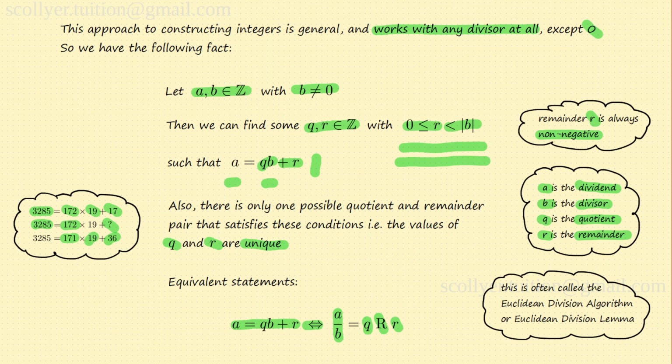Now, this fact is often called the Euclidean Division Algorithm or the Euclidean Division Lemma. And it's perhaps worth saying that Euclidean Division Algorithm isn't a great name for this fact because the fact isn't an algorithm in the classical sense. Also, Euclidean division is sometimes applied to a totally different process, so these names are somewhat ambiguous. However, we're stuck with them for historical reasons.